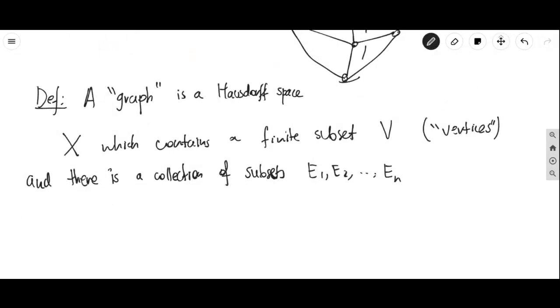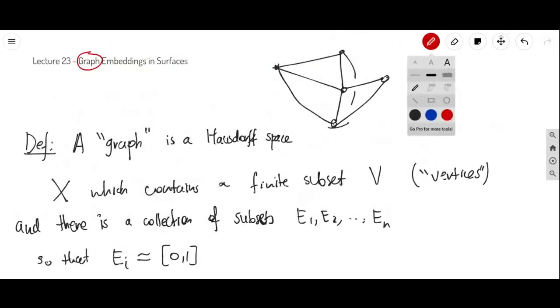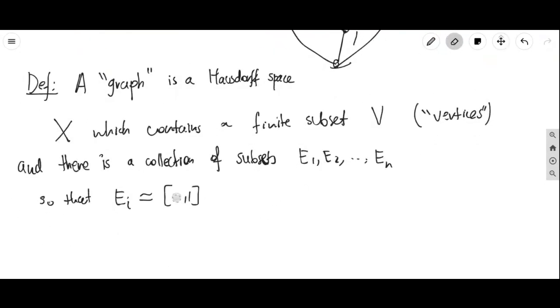So there's a collection of subsets so that every Ei is homeomorphic to a closed interval. Topologically speaking, these are going to be your edges, and every one of these edges is homeomorphic to the closed interval [0, 1]. And the endpoints of Ei are in V.